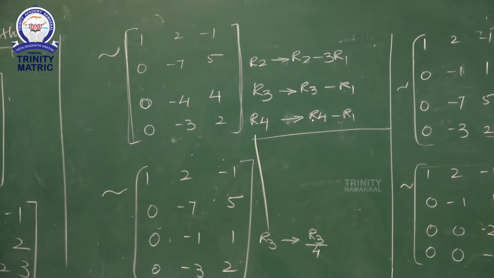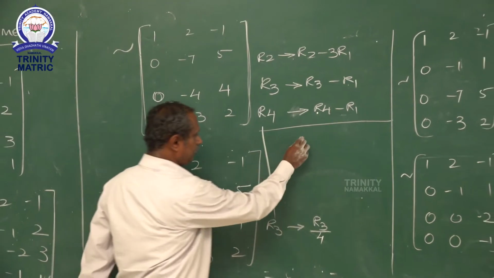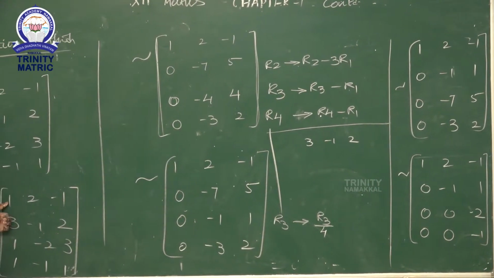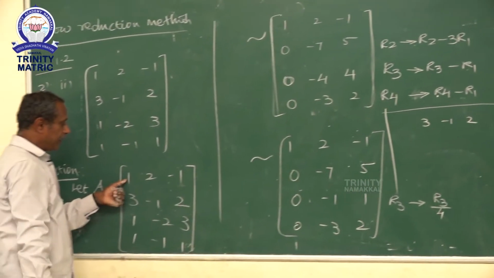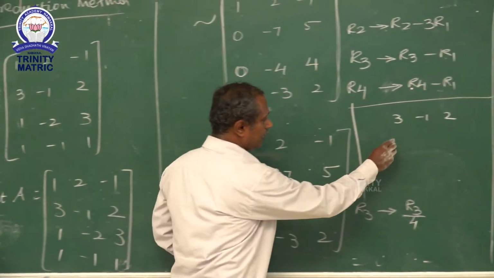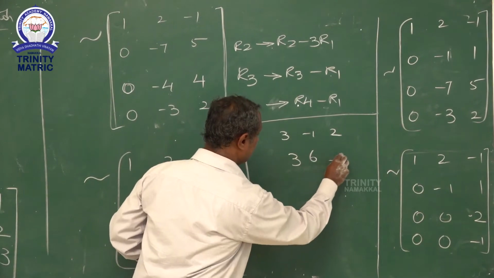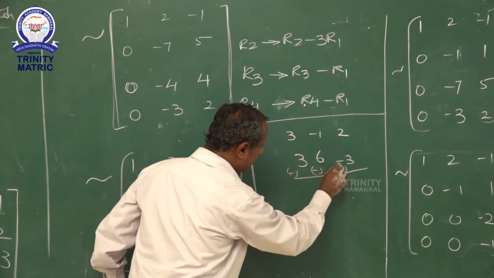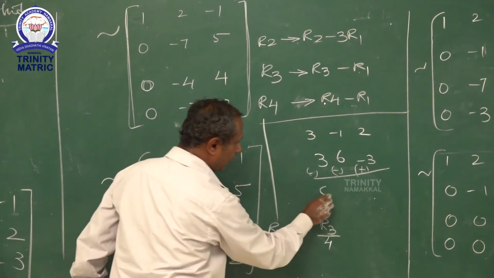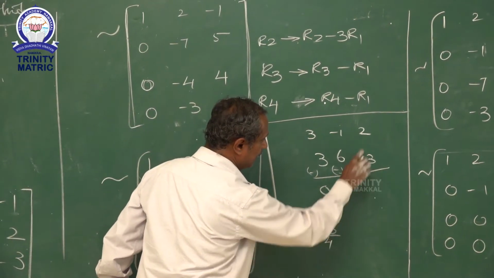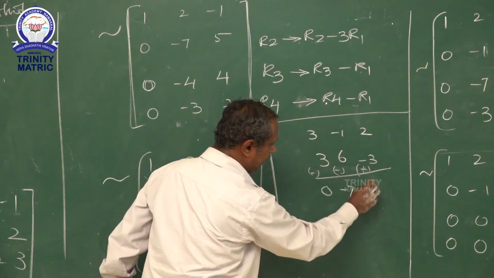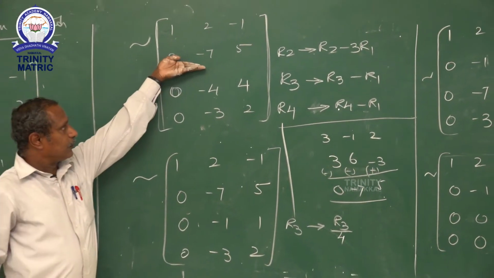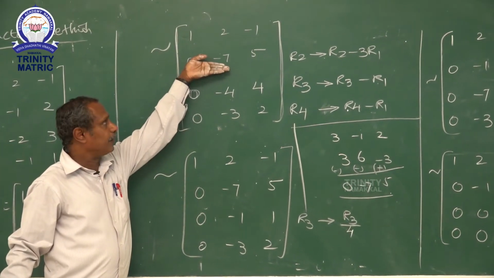R2 here it is 3 minus 1 2, then 3 R1 is 3, that first row should be multiplied by 3, that is 3, 6 and minus 3. You are subtracting it, you change the sign. The plus becomes minus, minus becomes plus. 3 minus 3 is 0, minus 1 minus 6 is minus 7, plus 2 plus 3 is 5. That is 0 minus 7 5. So, the second row is transformed in this way.